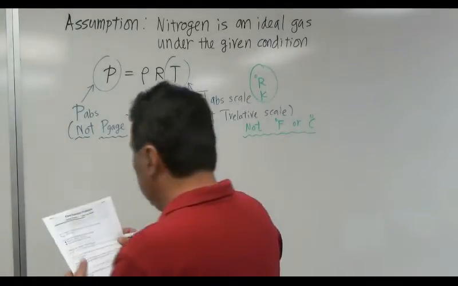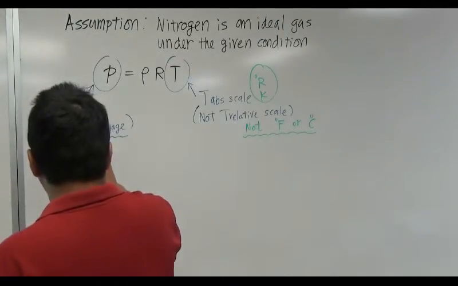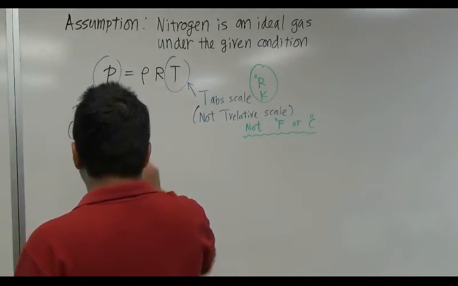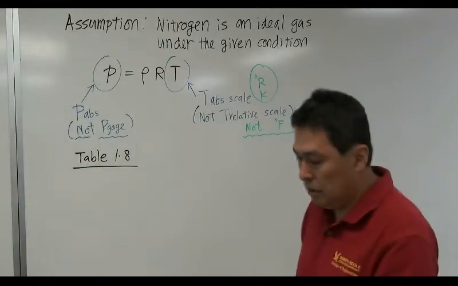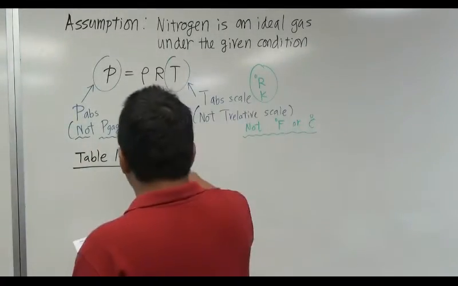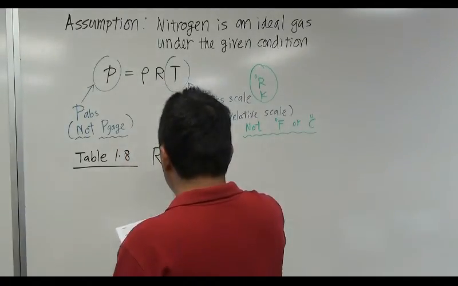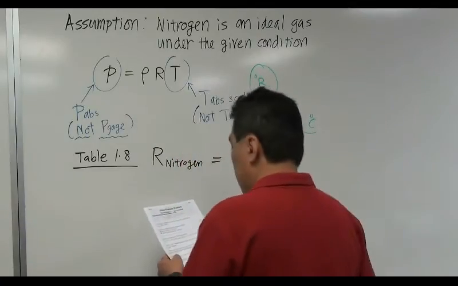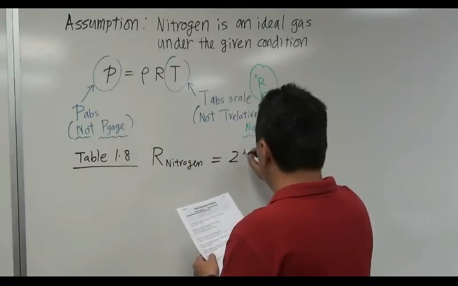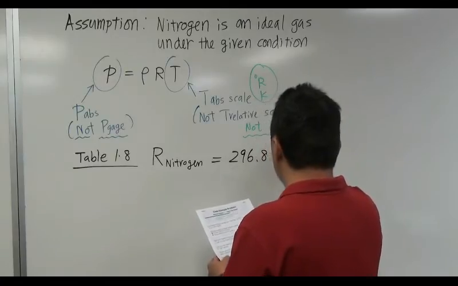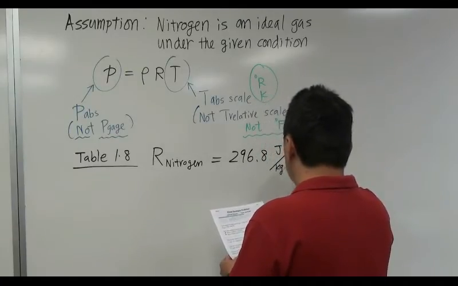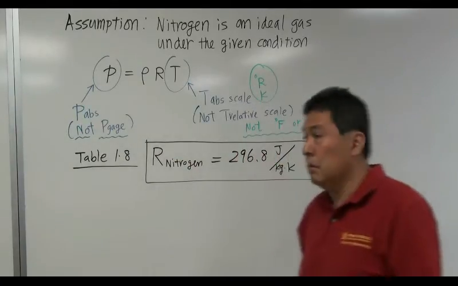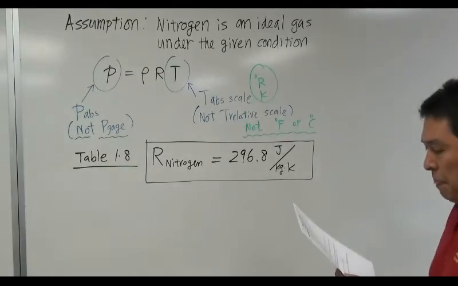first of all, we need to look into the property table, table 1.8. This is a handout given to you already. You can look up the gas constant of nitrogen, which is 296.8 joule per kilogram K. This is the specific gas constant applied for nitrogen. So we need this data also to look up.